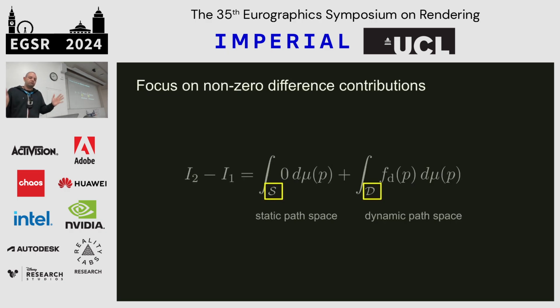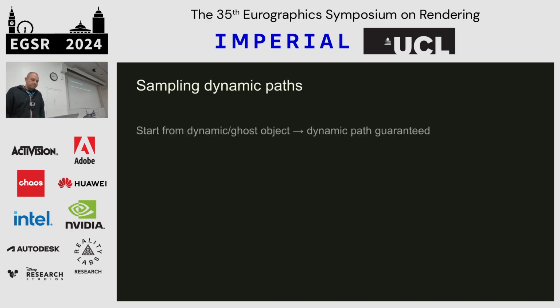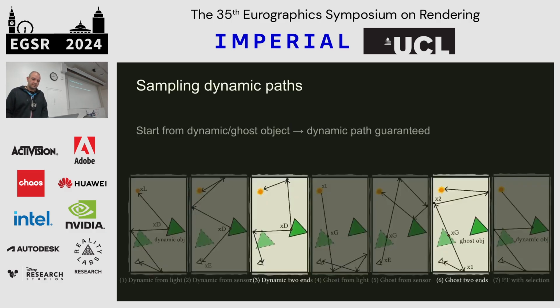So if we hypothetically isolate all static and dynamic paths in separate spaces, our goal now is to compute only the dynamic paths, since these are the only ones that are guaranteed to have non-zero radiance difference contribution. So we need a way to find these dynamic paths efficiently. And our intuition is simple. We want to make sure that all the paths that we sample interact with the dynamic or ghost objects. To guarantee that, we can start sampling those paths from those objects, basically from the middle of the scene rather than, as done traditionally, from the camera or light sources.